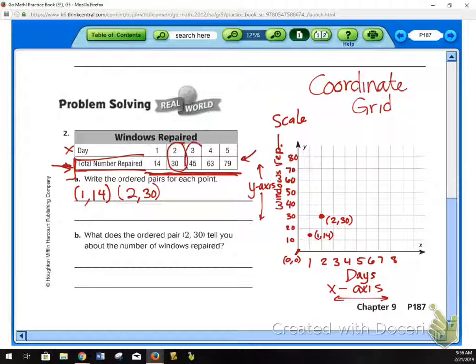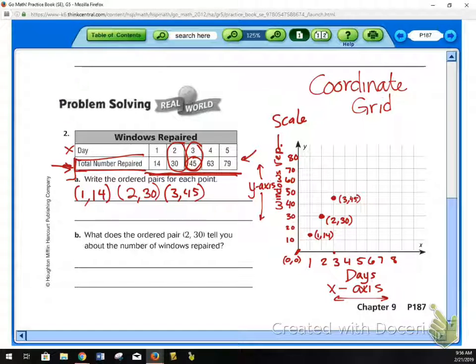Looking at my third ordered pair, day 3, they did 45 repairs. So I've got 3 and 45 as my next ordered pair. Come over here, I'm at 3, and I go up to 45 right here. So 45 is halfway between 40 and 50. So I'm at 3, 45. Okay?